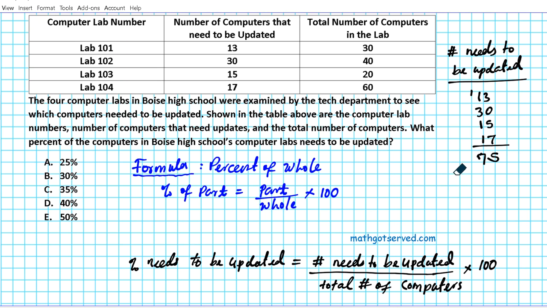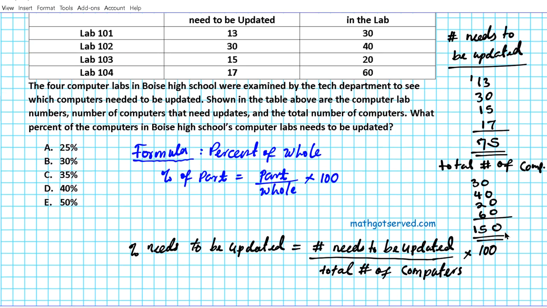And then we also need the total number of computers. What are the total number of computers here? The total number of computers is 30 plus 40 plus 20 plus 60. Okay, and we'll find the sum. We have 6 plus 4 is 10 plus 5, that's 15. So there are 150 computers in all.